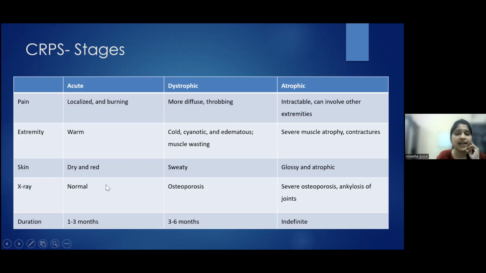And why understanding that is important is, in the acute phase, the X-ray will be normal. But in the dystrophic and atrophic phase, an X-ray can show osteoporosis. And the sympathetic blocks work better in the acute phase. Steroids work better in the acute phase. As you go towards the dystrophic and atrophic phase, the effect of these interventions like steroids and pain interventions reduces. All these work better in the acute and dystrophic phase, not in the atrophic phase. That is why you have to understand which phase your patient is in, whether it is acute, dystrophic, or atrophic.